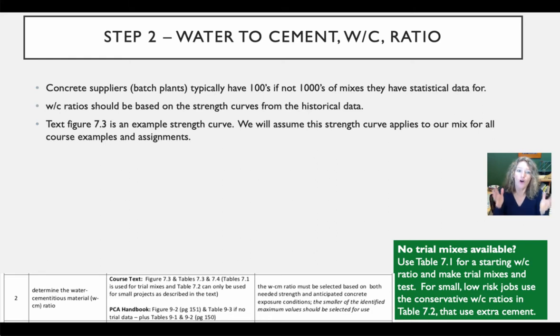Step 2 is the all-critical water to cement ratio that we know is super important. To figure out the water to cement ratio, typically your large concrete batch plants are going to use historical data, because not only have they maybe done 21 tests to get 4,600 PSI concrete, but they've done 50 tests to get 4,000 PSI or 70 tests to get 3,500, etc. And so they're going to create strength curves. Again, step 2 tells us to use figure 7.3 and tables 7.3 and 7.4, and we'll come back to what 7.1 and 7.2 are about.